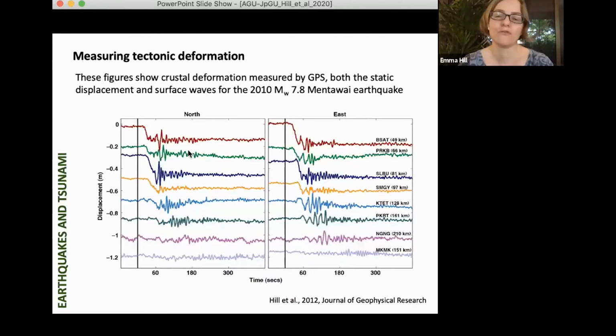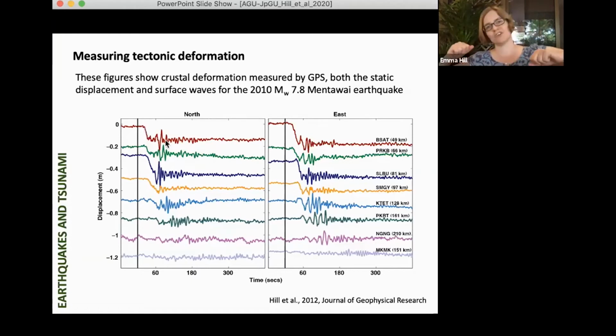Here's an example of what GPS time series look like. And I should say Japan has, as you almost certainly know, one of the best continuous permanent GPS networks in the world, and has recorded very beautiful data, for example, for the 2011 earthquake. And this is what the time series will look like. This is for the 2010 magnitude 7.8 Mentawai earthquake. And you see what we call static displacement.